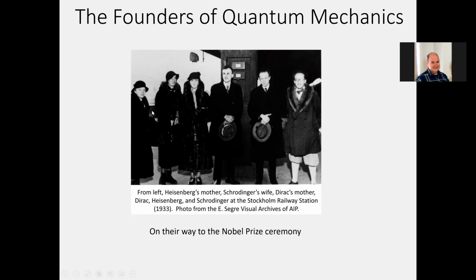And they're accompanied not by their wives, or by one wife. Here is Schrodinger's wife, but this is Dirac and Heisenberg's mother. So it just shows you these guys have no time for any kind of social life. They're totally dedicated to their physics. They're the ultimate nerds. They eventually will marry very soon, actually, after this picture was taken. But to go to the ceremony to collect their Nobel Prize, yeah, Dirac and Heisenberg took their mothers as dates. I think that's very cute.